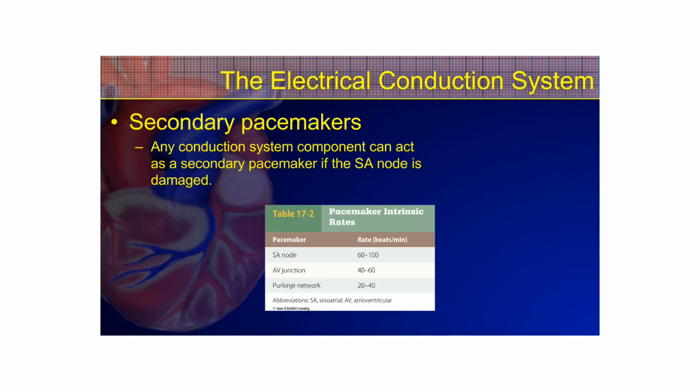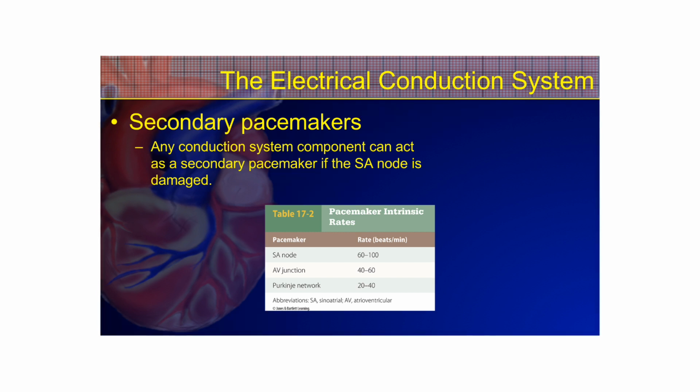Talked about that backup system, and we call those the secondary pacemakers. Any conduction system component can act as a secondary pacemaker if the SA node becomes damaged or suppressed. And I mentioned how that can happen, but that doesn't mean that every single cell in the heart can be the pacemaker. Don't think of it that way. Any part of the conduction system, so within that highway, for the most part, can become the pacemaker.